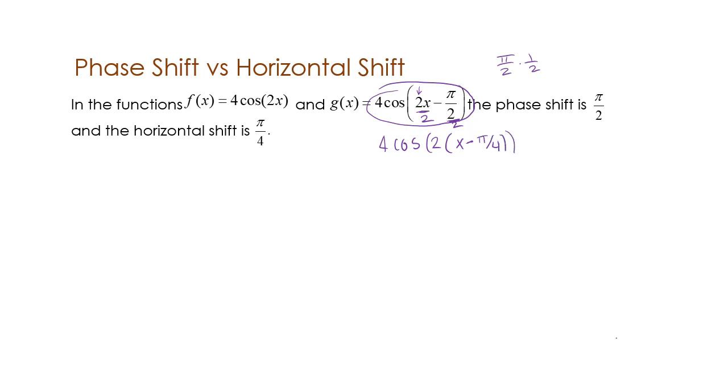So again, if I went through and actually distributed this 2 through, you'd get 2x and then minus pi over 2. So when you have a graph like this where it's not factored, this value here is not the horizontal shift, we call it the phase shift. Once you factor it, then that value there is called the horizontal shift.